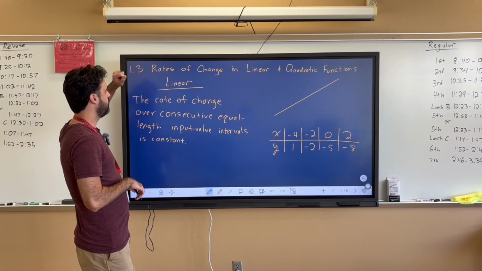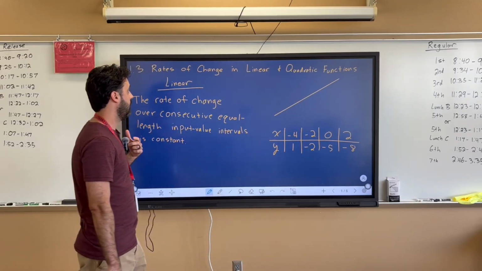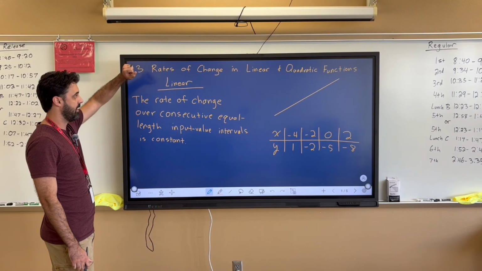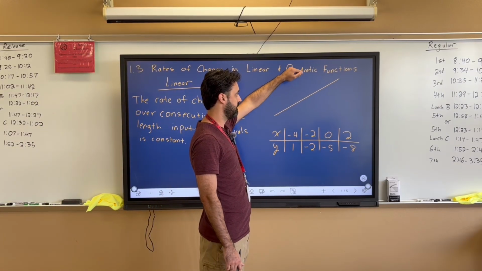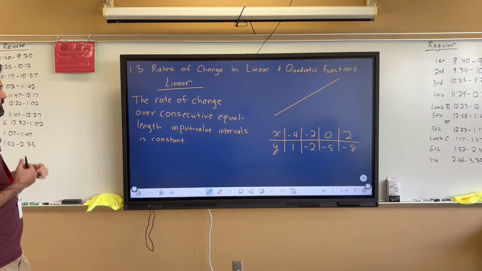All right, everybody, section 1.3, rates of change in linear and quadratic functions. We've already been talking about average rate of change. We're just going to dive a little bit deeper on what that means for linear functions, which again, straight lines, or quadratic functions. It's like a U or upside down U. So let's start with a linear function.